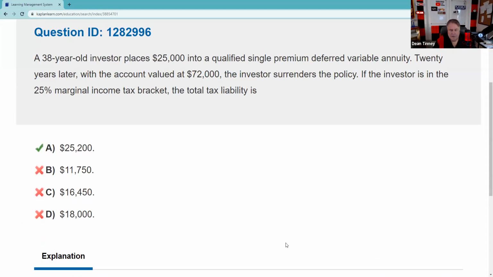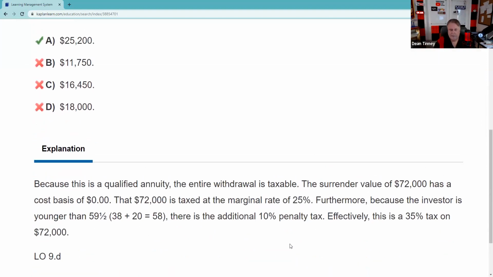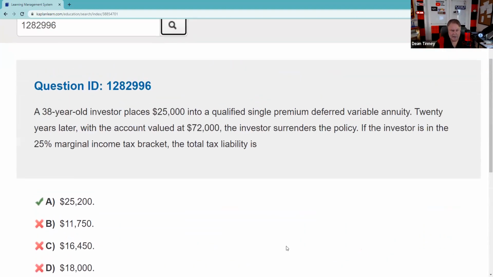Please note, very important. If this said non-qualified, that 25,000 would be after tax. That would be money you already paid taxes on. And then you would owe taxes on the difference between 25 and 72 at the 25% plus the 10% penalty, right? Whoever brought up this question, does that take care of that for you?